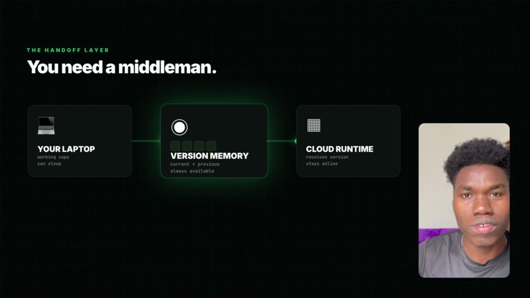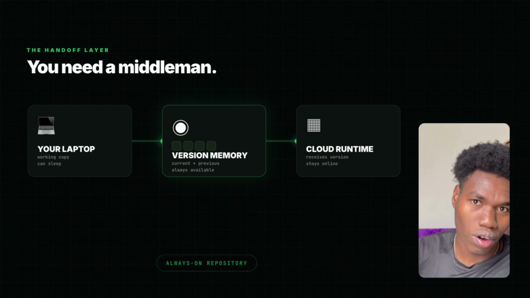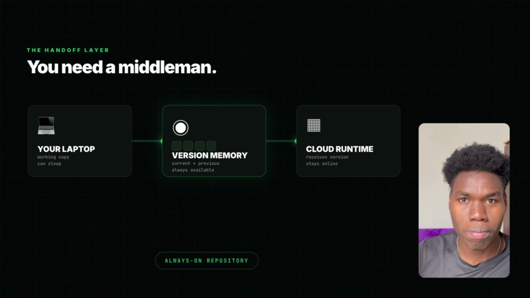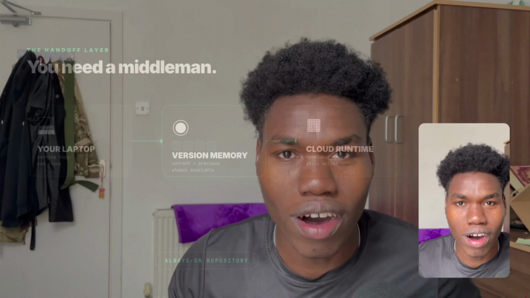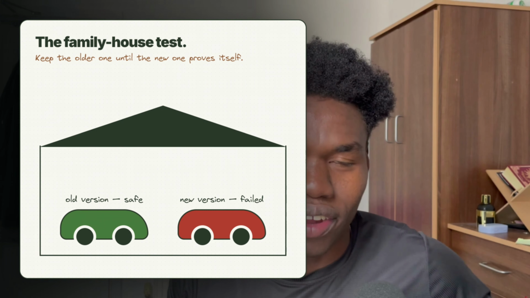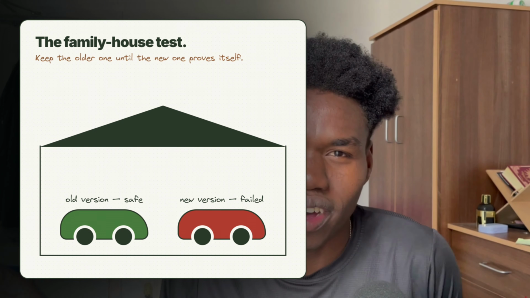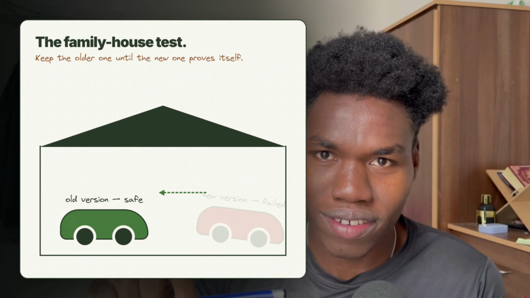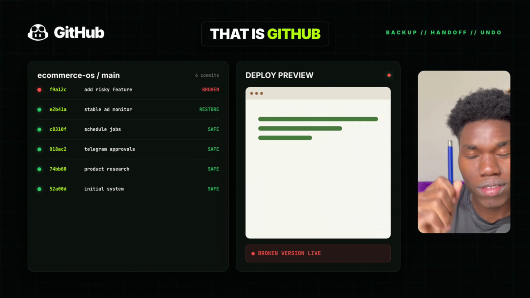This middleman knows about the current version of our code and the last version of our code. Think of it like your grandmother's house or your parents' house where you leave your old stuff and your new stuff. For example, if you buy a new car, you leave your old car there. After a week or so you find out that you don't like the new car, you hate it, so you sell your new car, go back to your parents' house and get your old car. So that is GitHub.